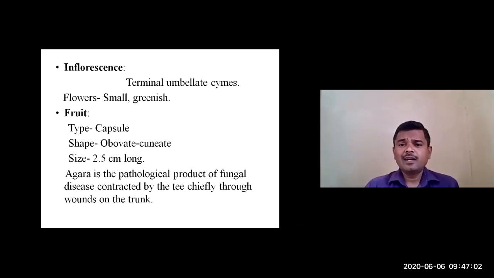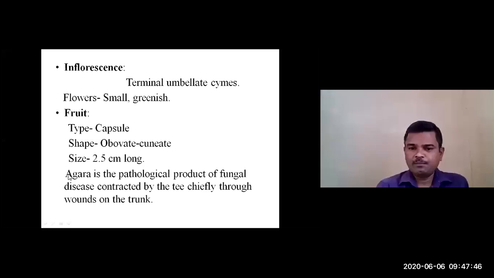The inflorescence is a terminal umbellate cyme. Even sometimes, as you observed, it is an axillary or terminal umbellate cyme inflorescence. The flowers are small, somewhat greenish or pale, and the type of fruit is capsule. The shape and size is approximately 2.5 centimeter long.